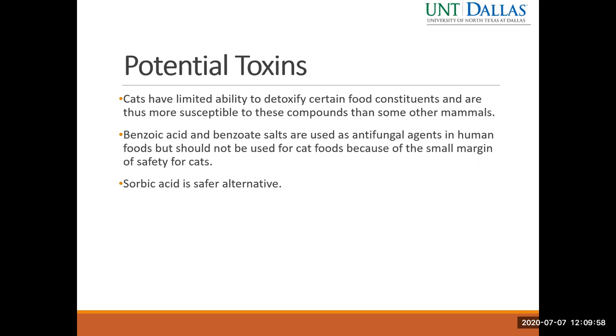In the case of cat food, sorbic acid is an effective and safer alternative to be used as an antifungal agent. Although evidence is sparse, it is also found that one may want to avoid high levels of propylene glycol in cat foods because of the sensitivity of the cat erythrocyte to oxidative degradation of hemoglobin. These are the different potential toxins that cats are very sensitive to. Avoiding these kinds of toxins in cat food will keep the cats healthy.